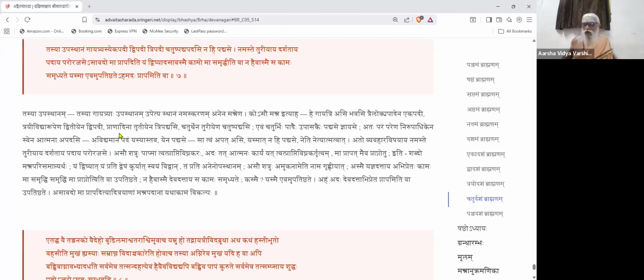After you do the namaskara, the prayer is what? If you don't like somebody, hate somebody, dvishyat. So whoever is your enemy, whom you don't like, then what do you say? His kama should not be fulfilled. His desire should not be fulfilled. Ma samriddhi. That means he should not gain that.